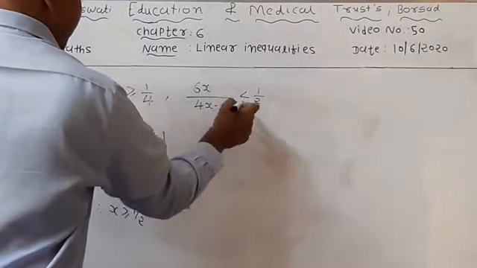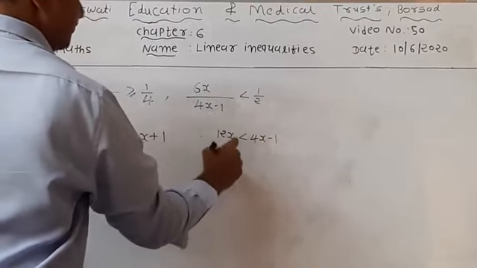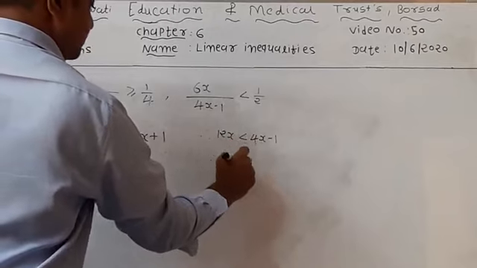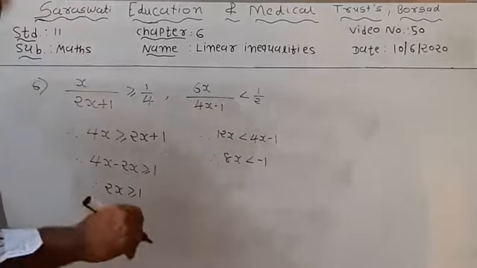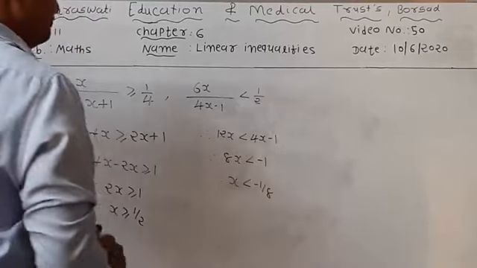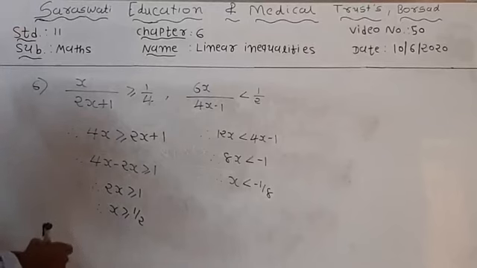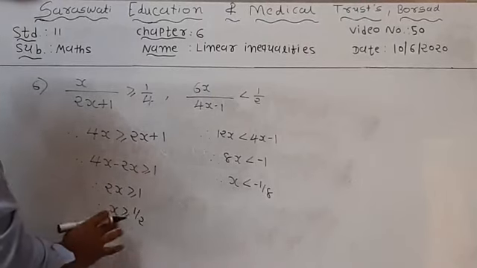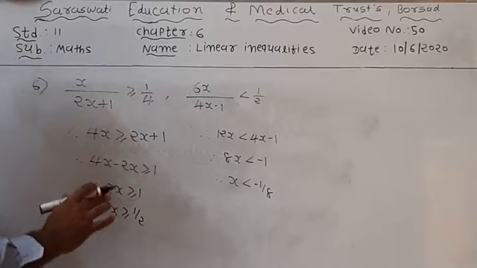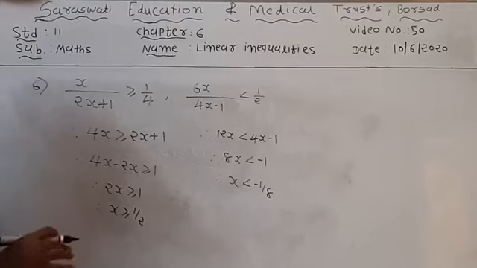Now after simplifying the other inequality, 12x less than 4x minus 1. 12x minus 4x, that means 8x, less than minus 1. Now divide by 8, so x less than minus 1/8. So how can it be written here? Okay, so our answer, we can write this way: x greater than or equal to 1/2 and x less than minus 1/8. Clear? Okay.